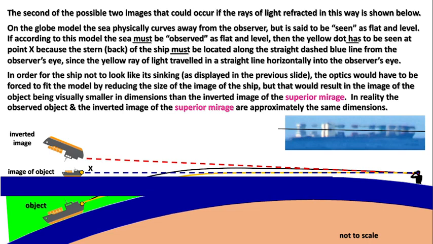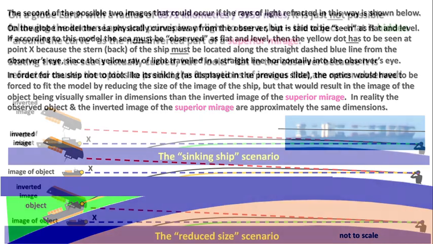In order for the ship not to look like it's sinking as displayed in the previous slide, the optics would have to be forced to fit the model by reducing the size of the image of the ship. But that would result in the image of the object being visually smaller in dimensions than the inverted image of the superior mirage. In reality, the observed object and the inverted image of the superior mirage are approximately the same dimensions.